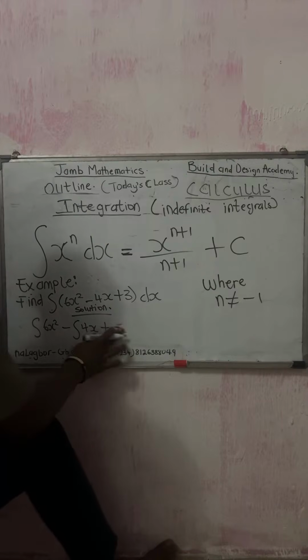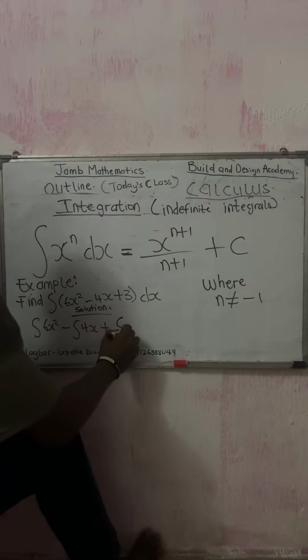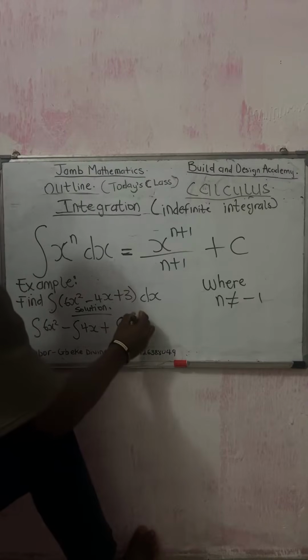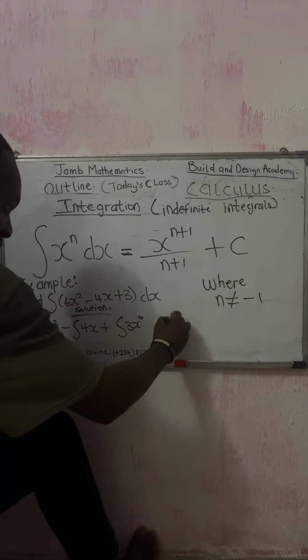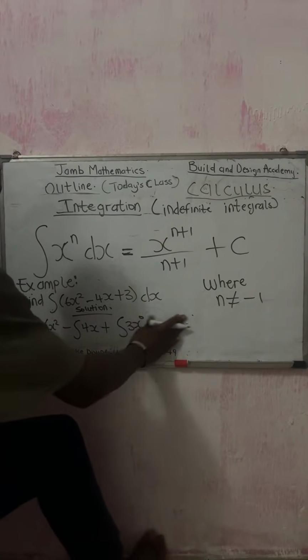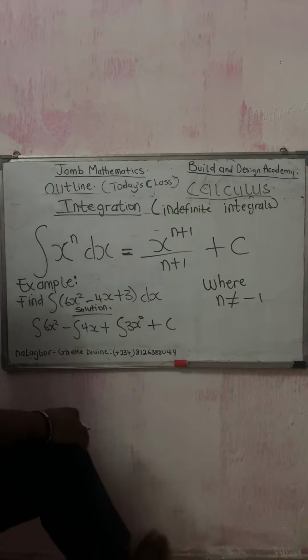Actually, you integrate the constant too, because this 3 is 3x raised to the power 0, since x raised to the power 0 is the same thing as 1. So we integrate this 3 too, plus our constant C. So let's do that.